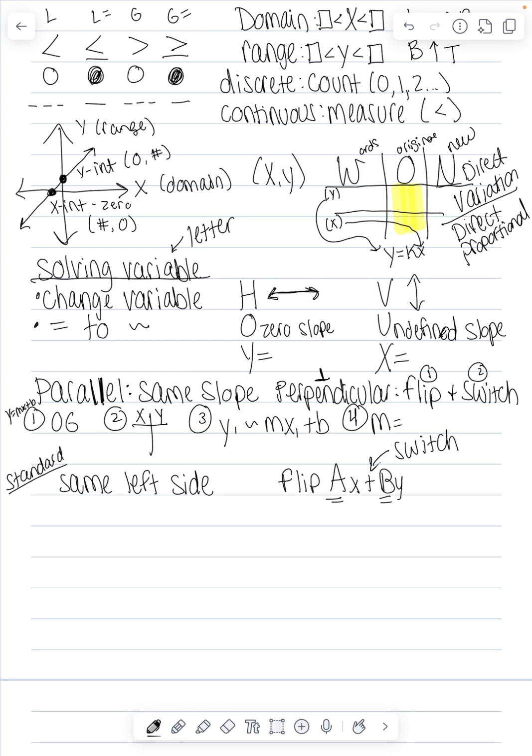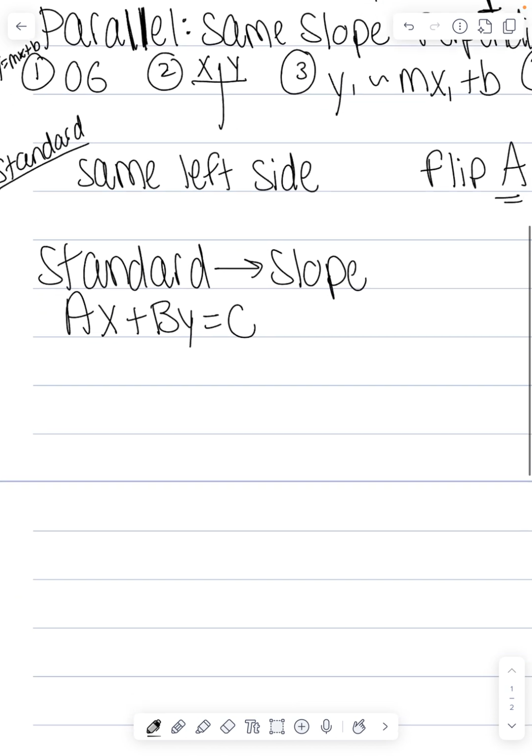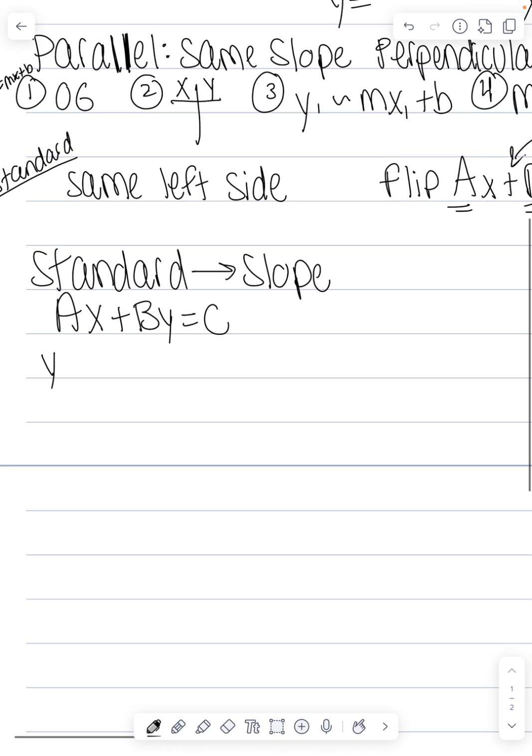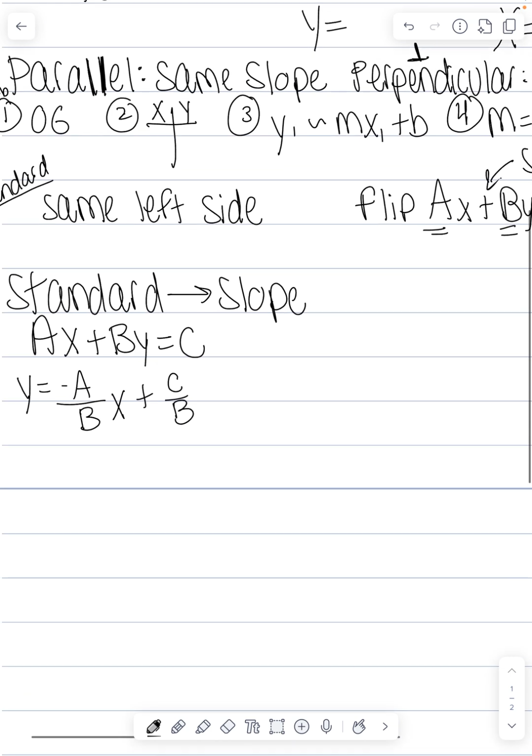Okay, next we are going to do standard to slope and slope to standard. So I'm going to make some notes here. Standard to slope-intercept: with standard form, we have ax plus by equals c. You don't have to have that memorized because it's on your STAAR reference sheet. But just remember, our real quick trick is negative a over b is our slope, and c over b is our y-intercept.